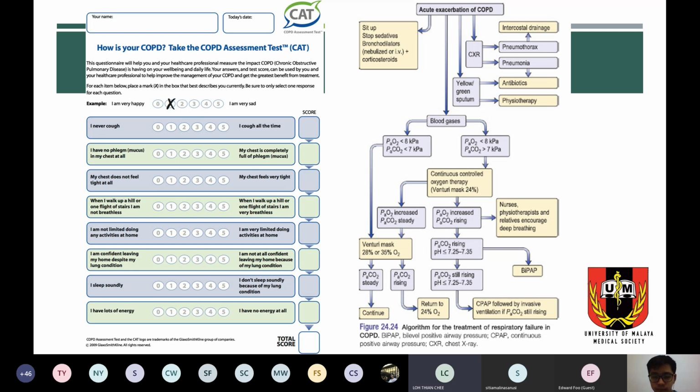Okay. So you see that there's two ways, okay? O2 increase and CO2 steady. So you know you are doing the right thing, okay? You don't cause CO2 narcosis, and you successfully increase the O2, okay? Then you can gradually reduce your O2 supply later.